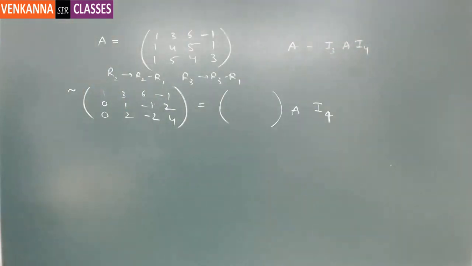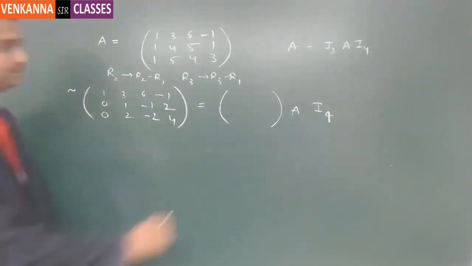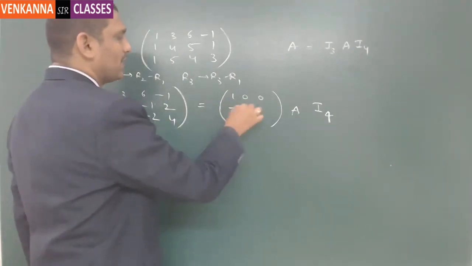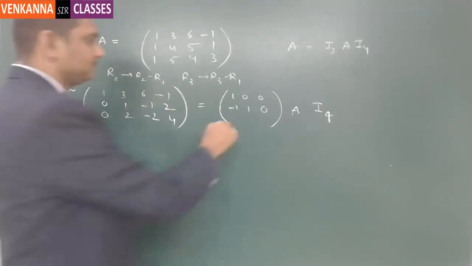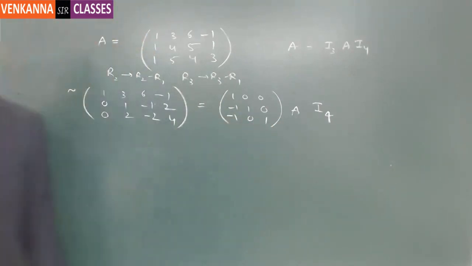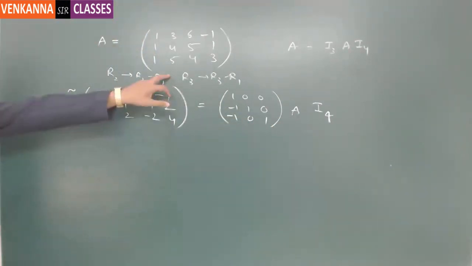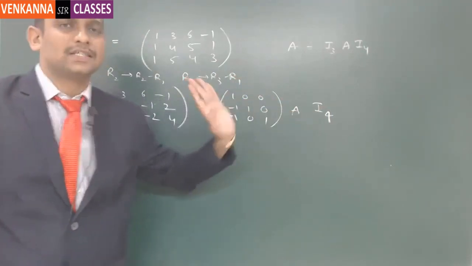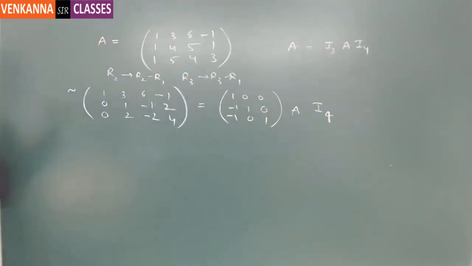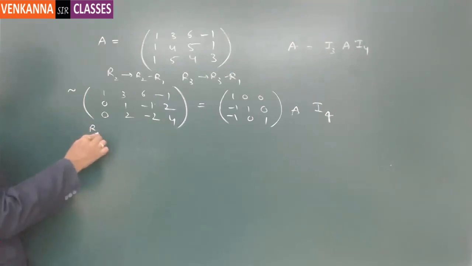So after applying the row operations, it is going to come as 1, 0, 0, minus 1, 1, 0, and you have minus 1, 0, 1. So you can observe that while applying the row operations, I consider the prefactor only, post factor will be taken as it is. Now, I want to take one more operation, R3 tends to R3 minus 2R2, making this value as 0.